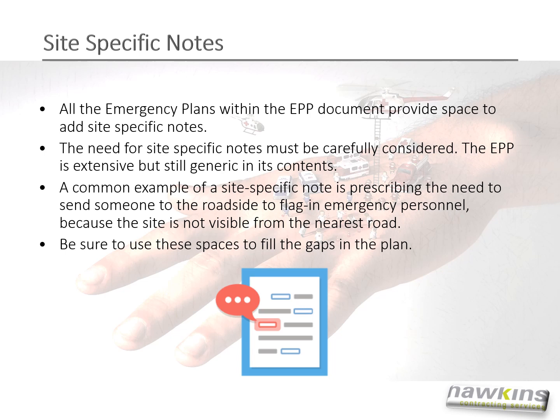The need for site-specific notes must be carefully considered. The EPP is extensive but still generic in its contents. A common example of a site-specific note is prescribing the need to send someone to the roadside to flag in emergency personnel because the site is not visible from the nearest road. Be sure to use these spaces to fill the gaps in the plan.